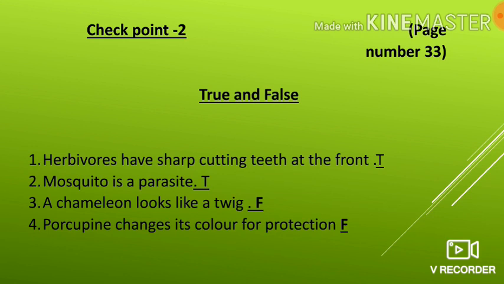And third, a chameleon looks like a twig. It's false. And the correct answer is stick insect. And fourth, porcupine changes its color for protection. It is also false. And the right answer is chameleon.